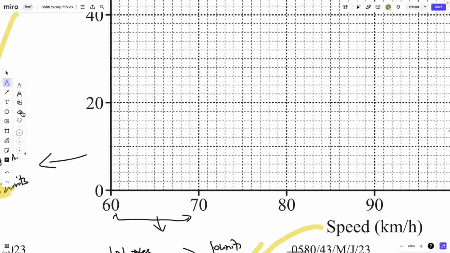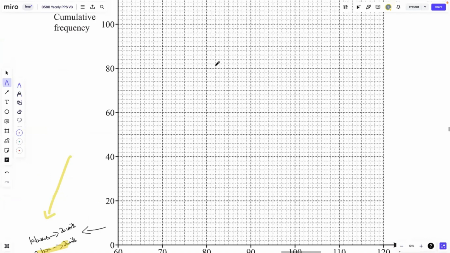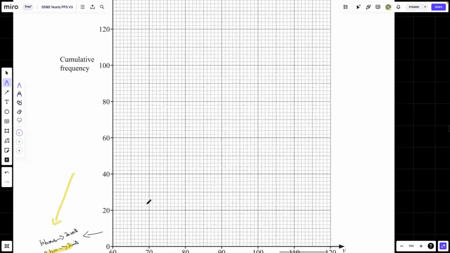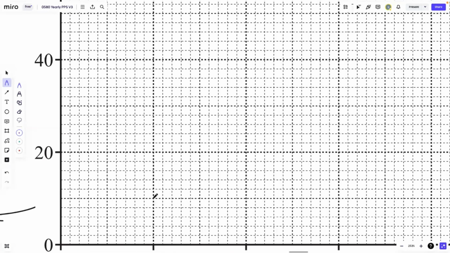Now, let's start plotting them up. The first value that we do have is 70 comma 12. So 70 is here, the x coordinate, and 12 is going to be, since this is the midpoint of 10, that's going to be 12.